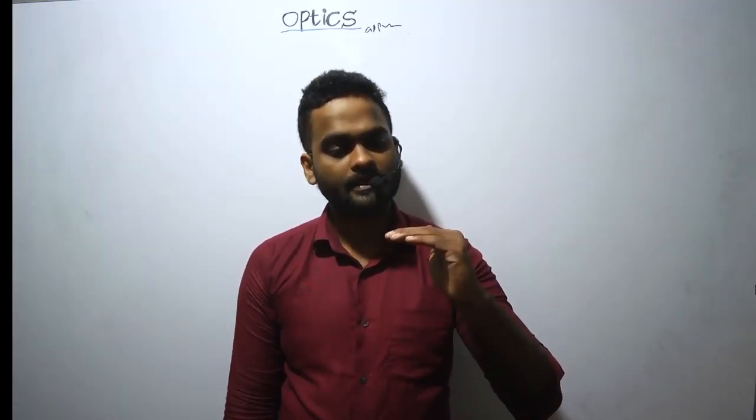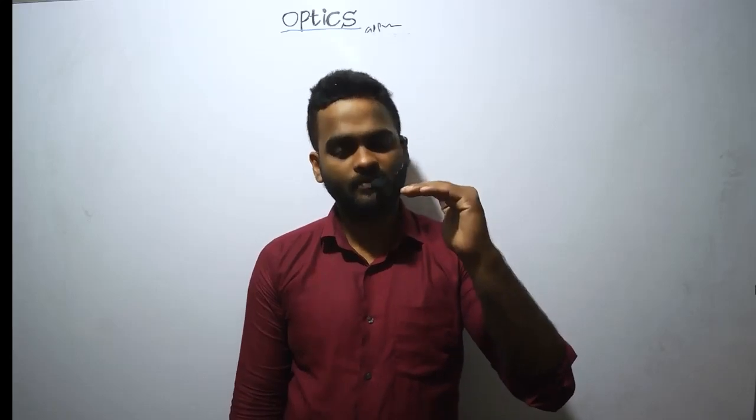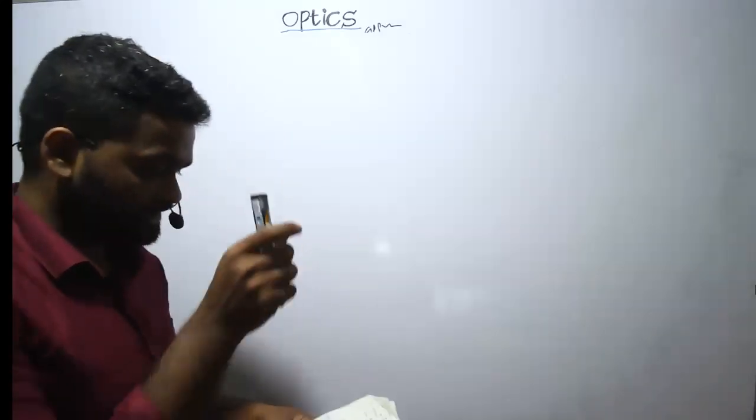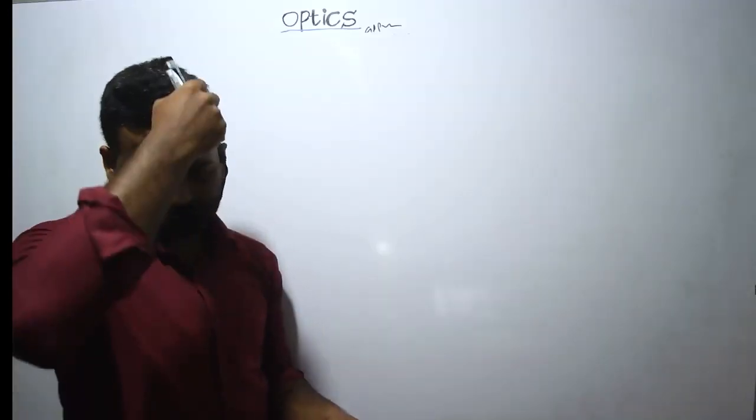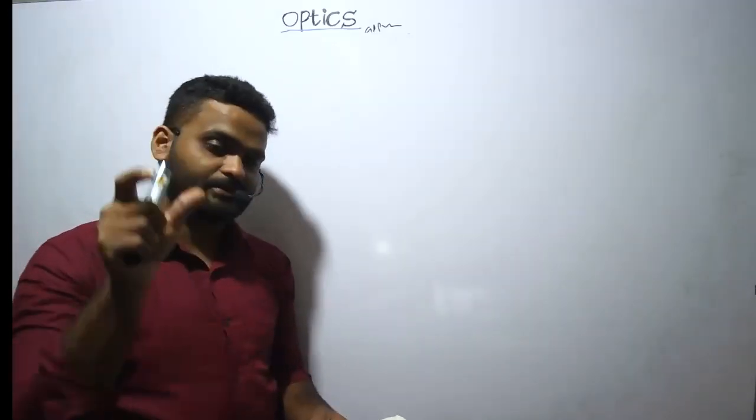Apparent displacement. This is similar to the previous one, but it is about how much the image shifts upwards. That is what we are talking about here. Apparent displacement, within brackets write simple d.